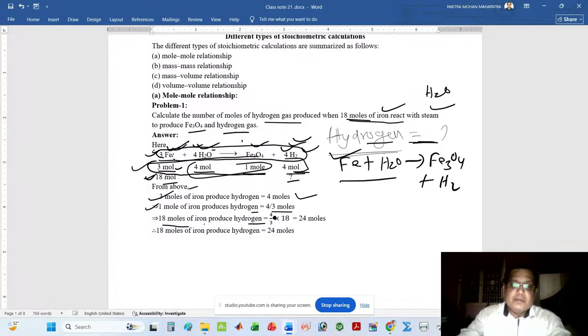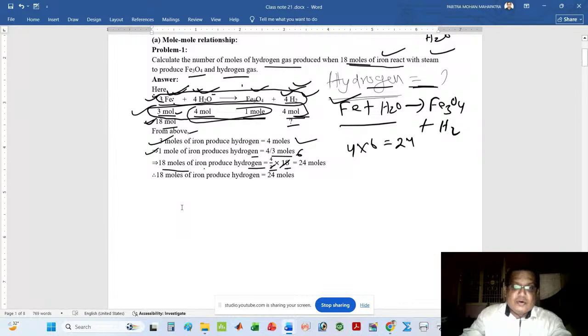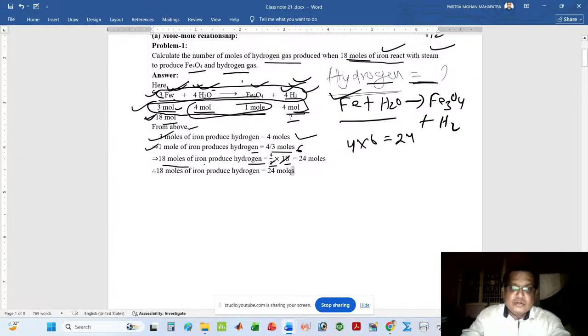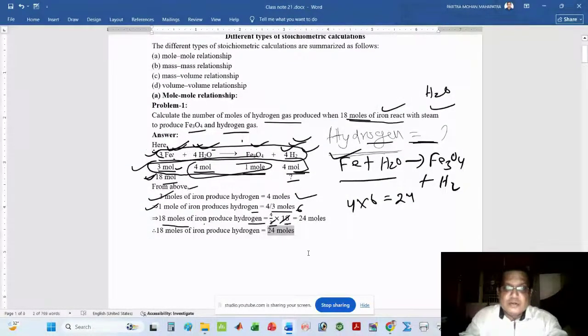If I solve this, 18 divided by 3 is 6. 4 into 6, how much? 24 mole. So 18 mole of iron produce 24 mole. The answer is 24 mole. That means when 18 mole of iron reacts with steam to produce Fe3O4 and hydrogen gas, the amount of hydrogen gas released is 24 mole.